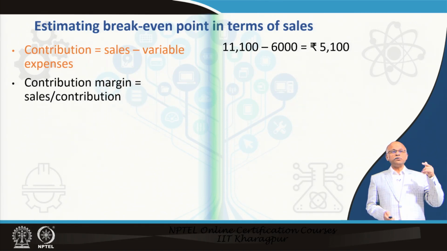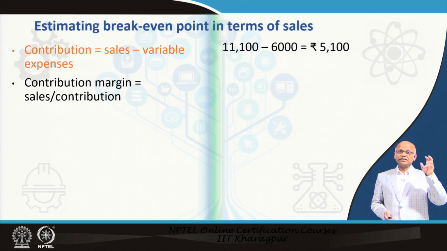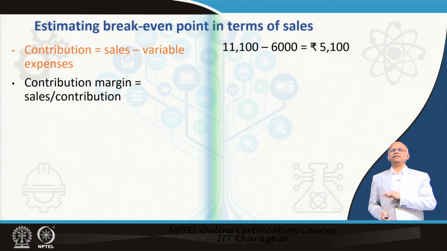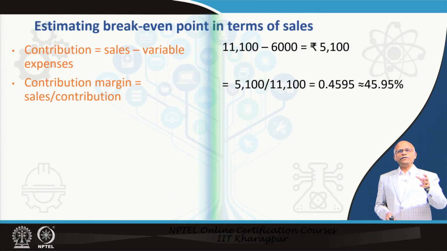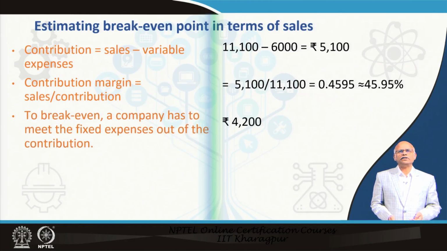Now, contribution margin is contribution divided by sales, or unit contribution. Forget about unit, just margin means the percentage of contribution. So, total contribution is 5,100, and contribution margin should be 5,100 divided by 11,100, which is sales. So, it is 45% or something slightly more than that.